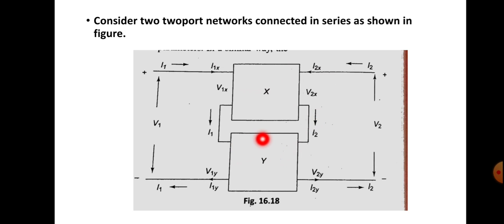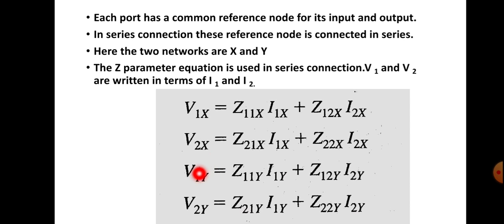Next we are taking the Y network. So we are individually writing the voltage equations, that is V1 and V2 in terms of I1 and I2. Here for the Y network we are assuming that the currents are I1Y and I2Y and the voltages are V1Y and V2Y. So we can write V1Y equal to, in terms of impedance parameters, Z11Y I1Y plus Z12Y I2Y. Similarly V2Y equal to Z21Y I1Y plus Z22Y I2Y.